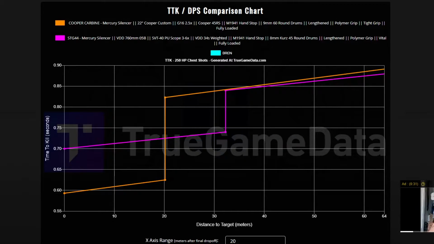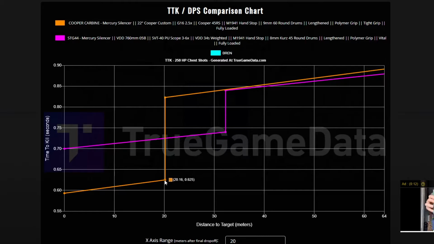A lot of people use the Cooper Carbine as like a sniper support or an SMG, but I've also seen people use it as a long range weapon. Both of these weapons have no recoil, so they're extremely accurate. We're going to compare these weapons and take a look at the time to kill, range, and mobility stats. I'm gonna get right into it.